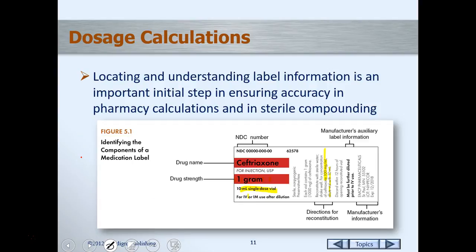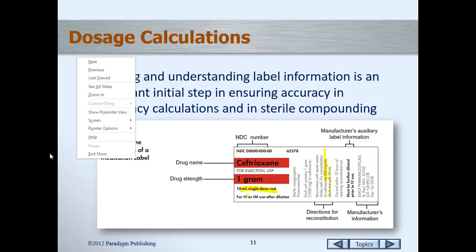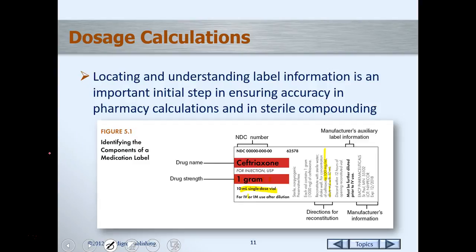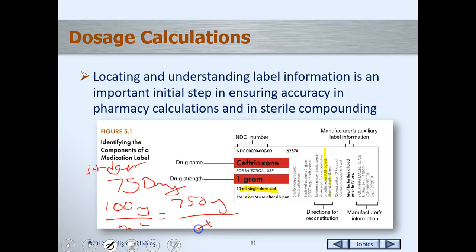But we'll say that the order was for 750 milligrams. So then we would have to do a calculation. So we always start with what we know. We've got 100 milligrams per milliliter, and I need 750 milligrams. So how much will I need? So I've used ratio of proportion to set this problem up. We'll talk more about how to solve these types of things in the upcoming slides.